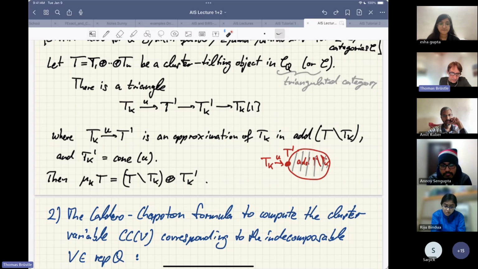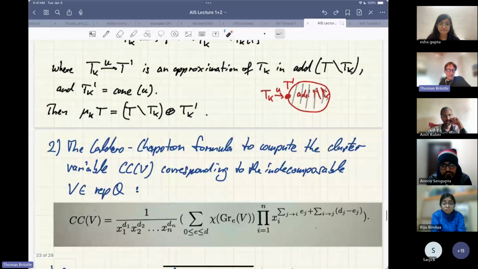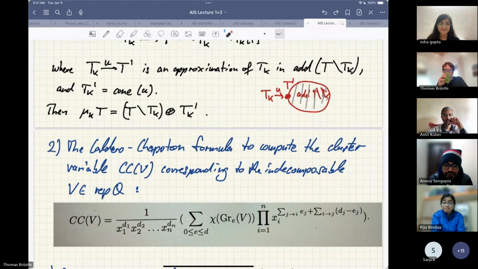This is the Caldero-Chapoton formula. Given an indecomposable representation, what is the corresponding cluster variable? CCV is given by this formula. Do you see this formula? Okay. So this formula is a bit complicated, as you see.